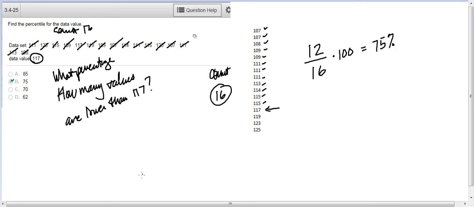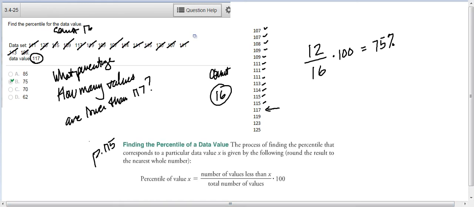So if you look on page 115 of the textbook, there's a formula there for it. I'm going to pause the video and go get a screenshot of that page so you can see the formula. So there's the formula from the book. Again, it's on page 115, how to find the percentile of a data value. Alright, so that's what this question was asking.